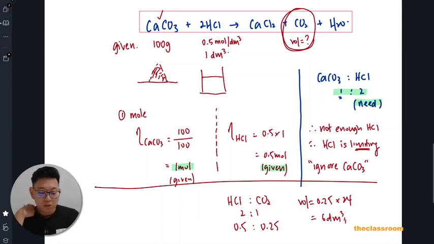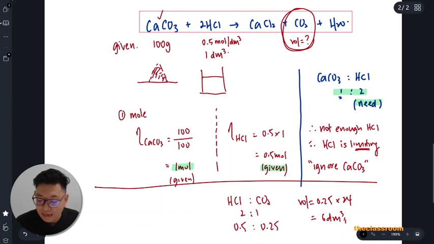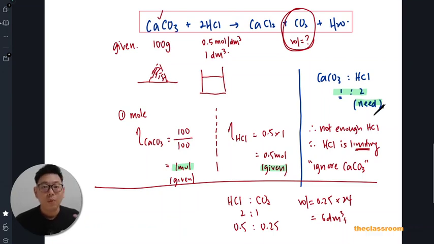So again, for excess limiting, for those of you who are confused, always find moles of both first, number 1. Look at your mole ratio, choose one number, ignore the other, figure out how much you need. Once you know how much of the other reactant you need, look at what is given and compare. If you need more than given, means you don't have enough, it is limiting. If you need less than given, means you're given a lot, you need only a little bit, it is excess. All right, okay, so I hope this helps you identify excess and limiting.